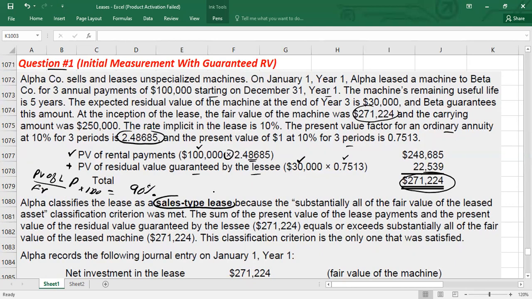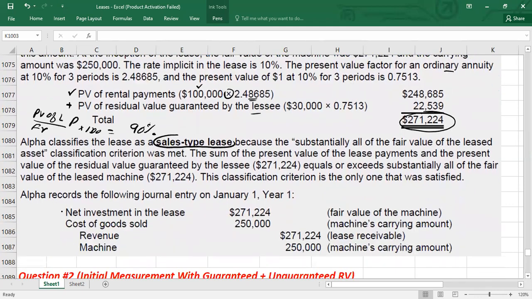Now the point is, what entry will you pass? You will debit the net investment in lease with the fair value of the asset, and the fair value of the asset here is equal to the net investment in the lease, which we calculated here as a present value. You also have to debit the cost of goods sold, always with the carrying value, and from this carrying value you subtract any present value of unguaranteed residual value. But in this question we don't have any unguaranteed residual value.